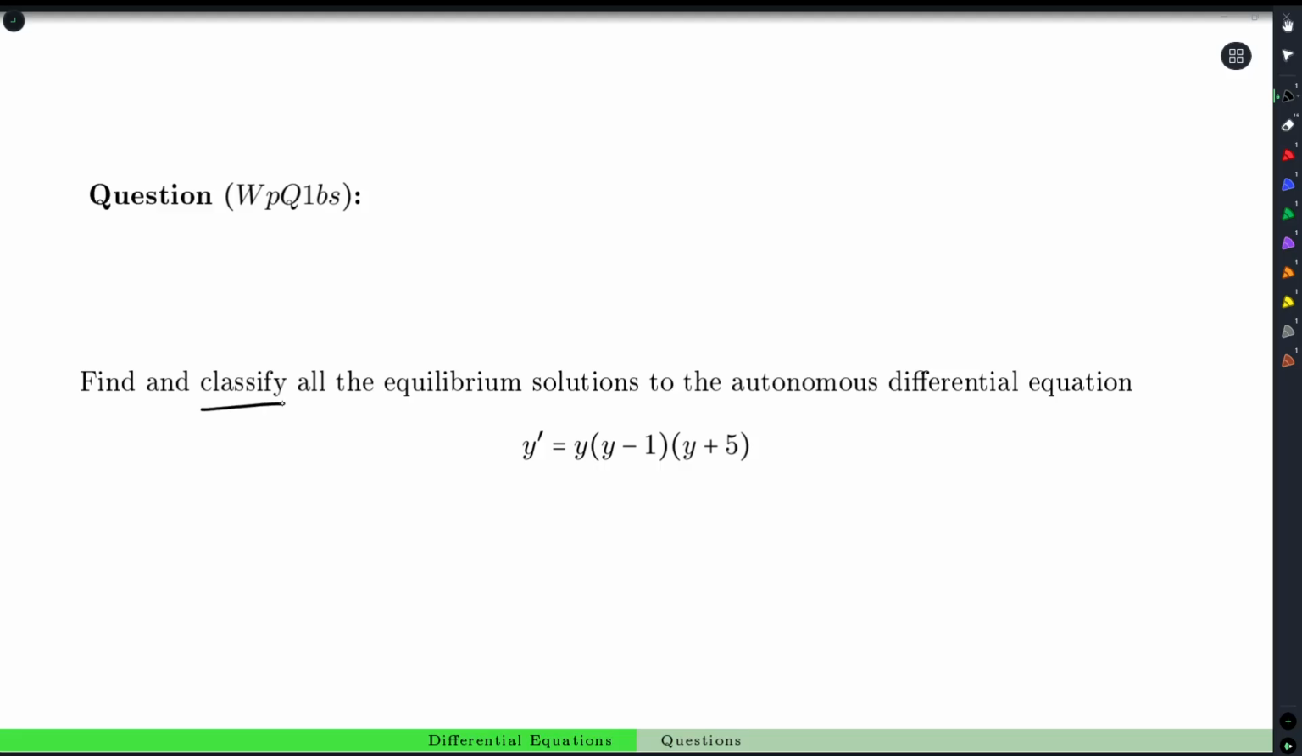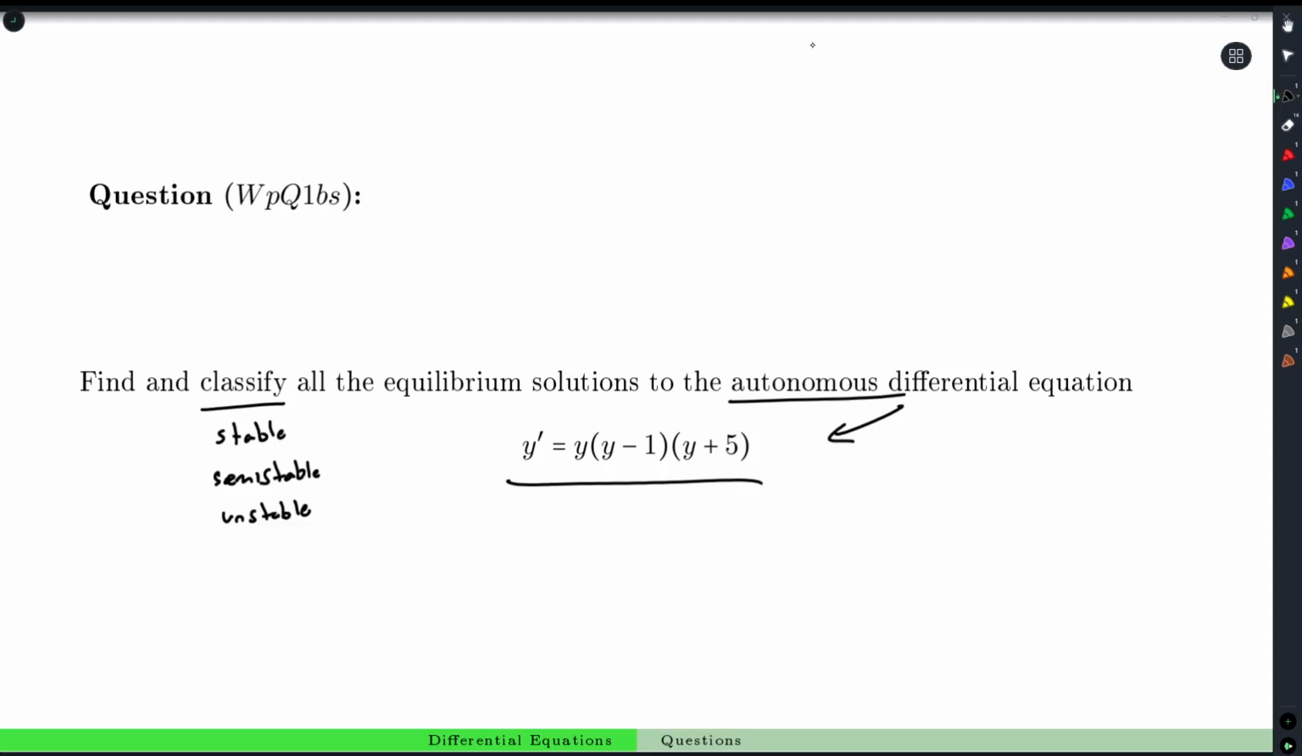Find and classify all the equilibrium solutions to the autonomous differential equation we have here. So classify, so that means we're looking for stable, semi-stable, and the last one would be unstable. So we'll need the equilibrium solutions, but we also need to classify them. And the best way to do this is quickly sketching a phase plot for our autonomous DE.